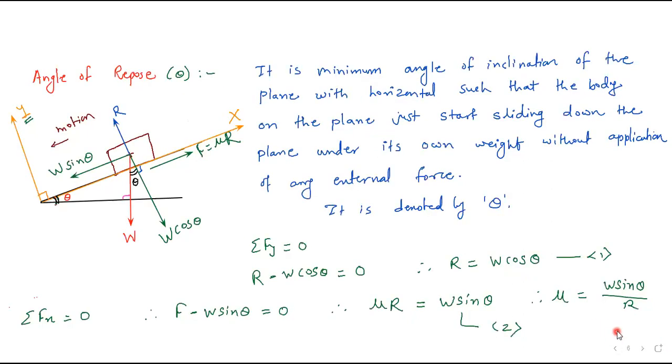By whatever means you are doing, you will get the same answer. You will get the same answer if you put R is equal to W cos theta over here. So mu into W cos theta is equal to W sin theta. When you send that W cos theta to that side, it goes to the denominator. It will automatically become tan theta. Mu is equal to tan theta. You will get that.